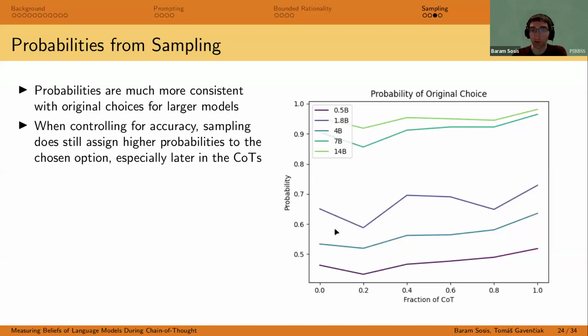Okay, so here's again the summary figure. Again, this is the probability assigned to the original option that the original chain of thought ends up picking. So we can see it does go up towards the end of the chain of thought, although it's not a very large slope. Some interesting notes here, though, is that the larger models very often just pick the same answer that the original chain of thought gives.